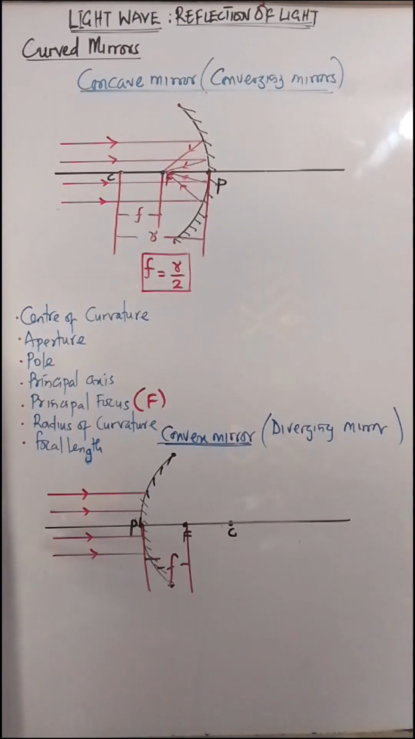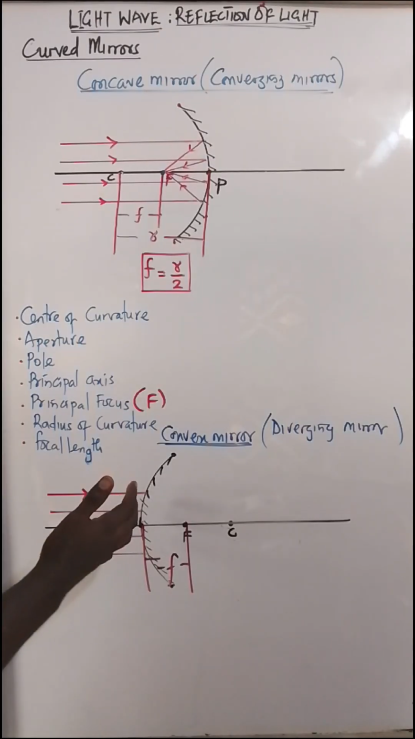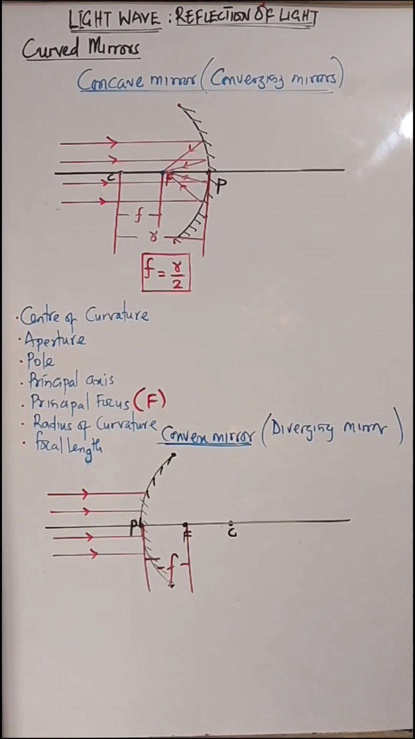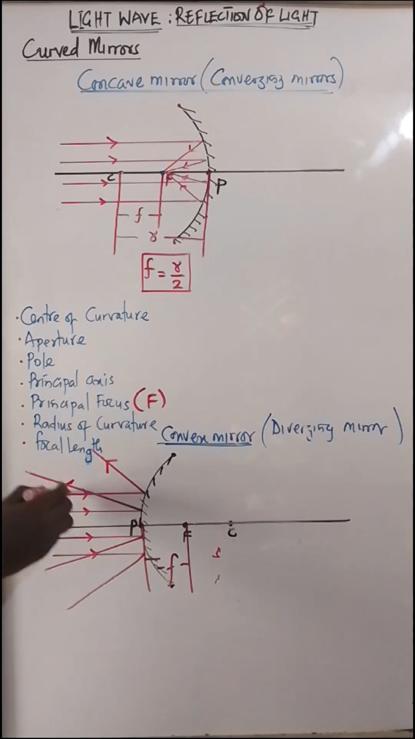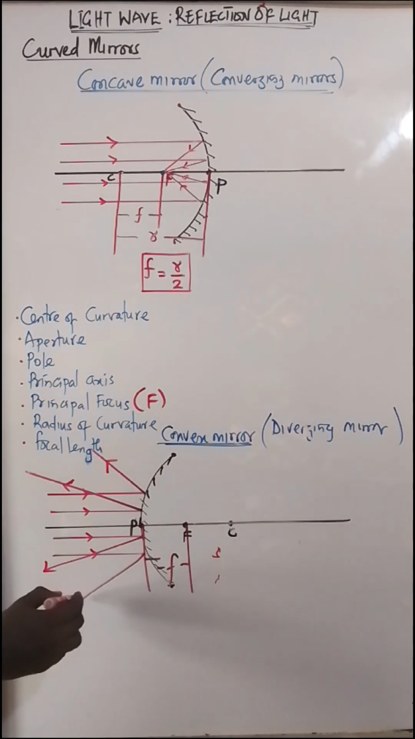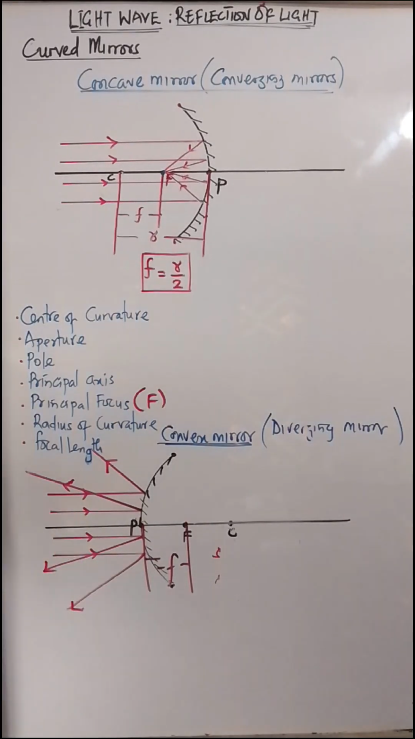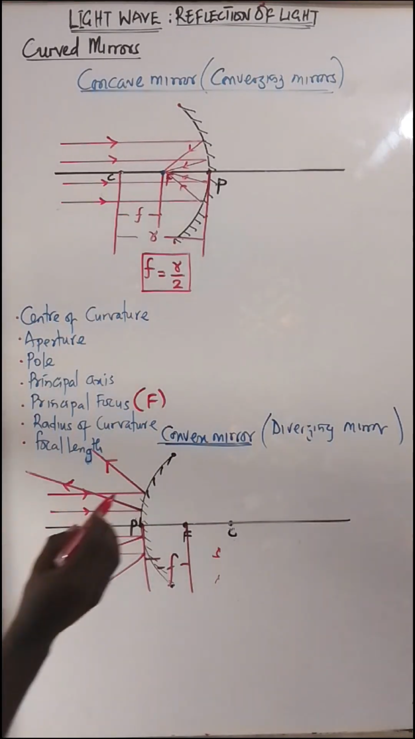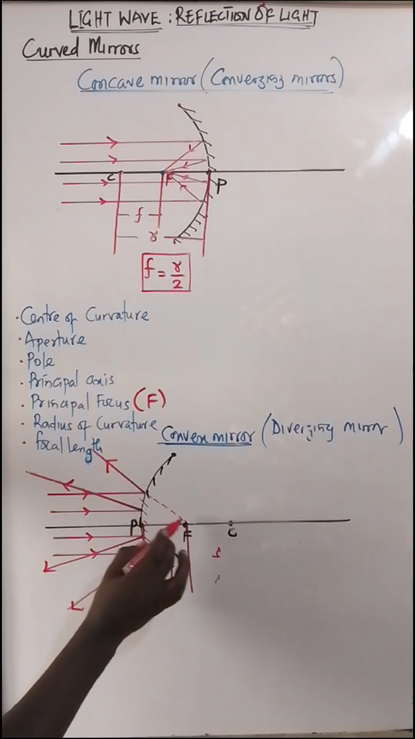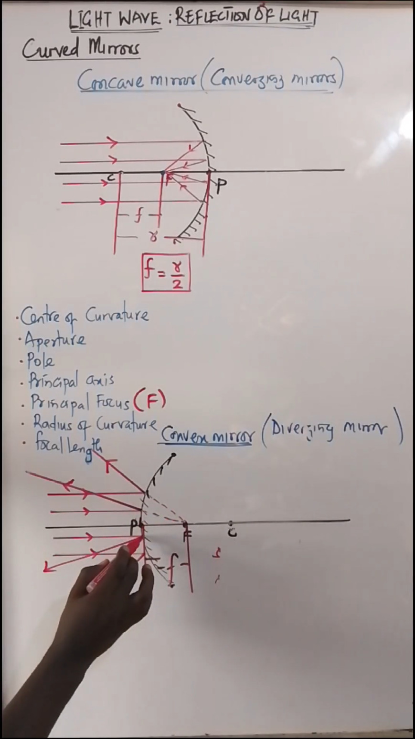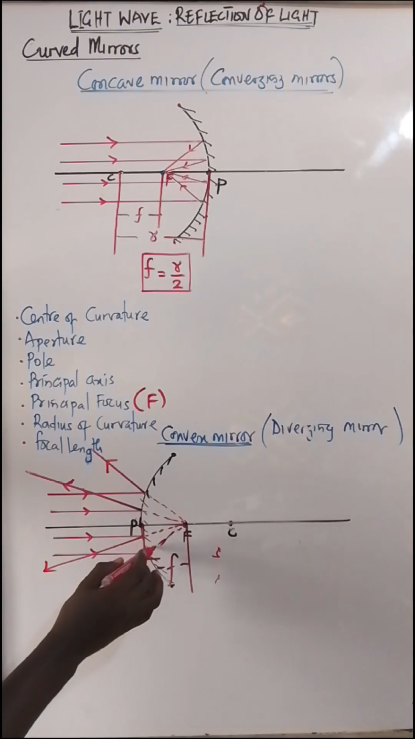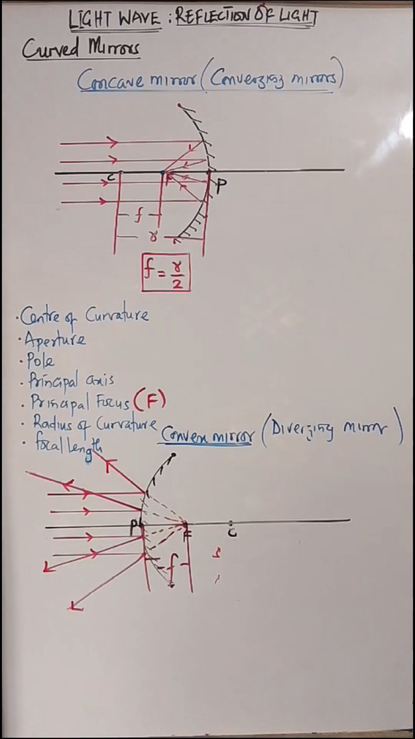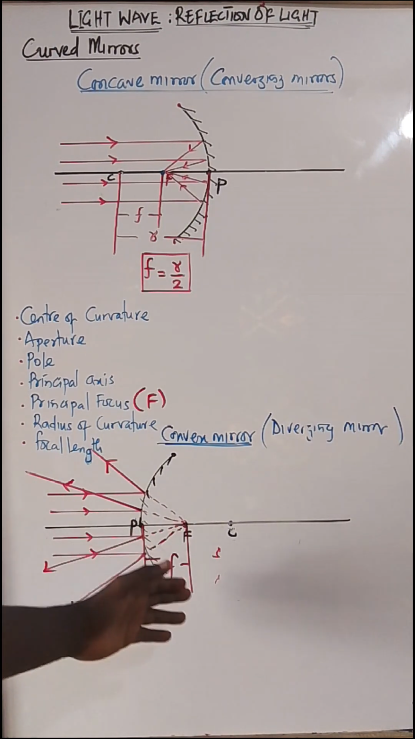So what happened here is, at the end of the day, after reflection the rays will scatter, something like this. So this will be the reflected rays. They scatter, meaning they diverge. But if you trace all the rays backward, you will see that the divergence started from the principal focus. But note, we use only rays.